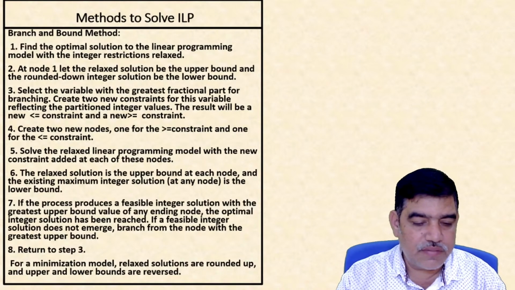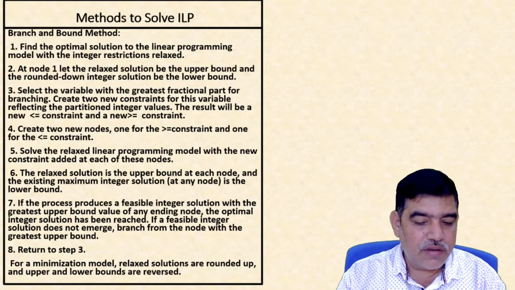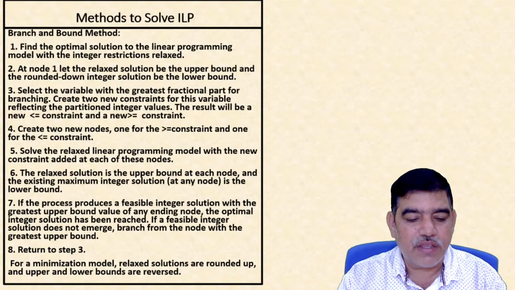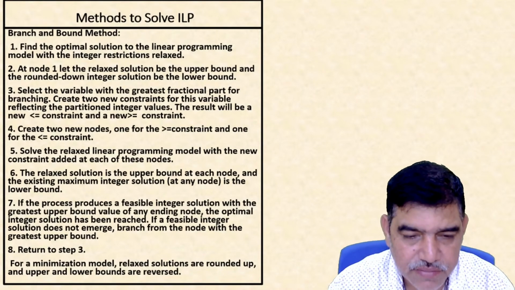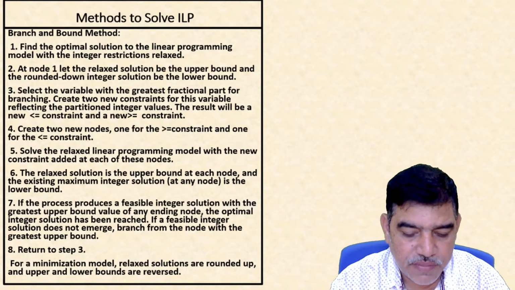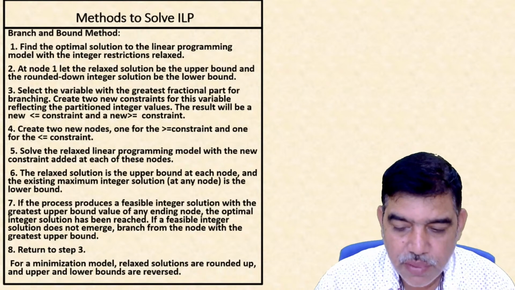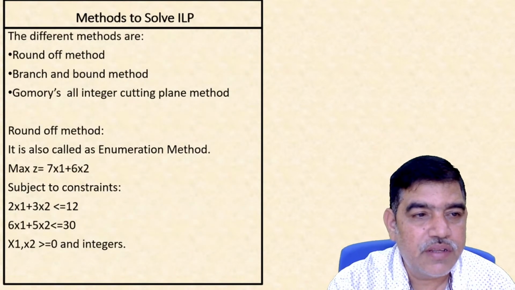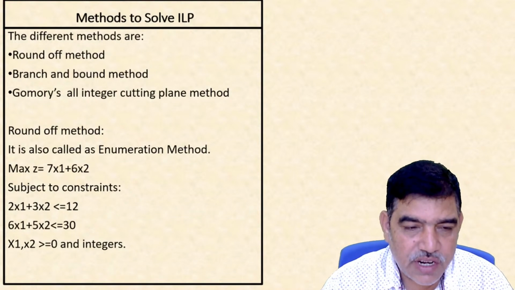Then we consider the third method, that is the cutting plane method, Gomory's cutting plane method. There are different steps in Gomory's cutting plane method. What is the first step? That is the third step, Gomory's all integer cutting plane method. So there are different steps.